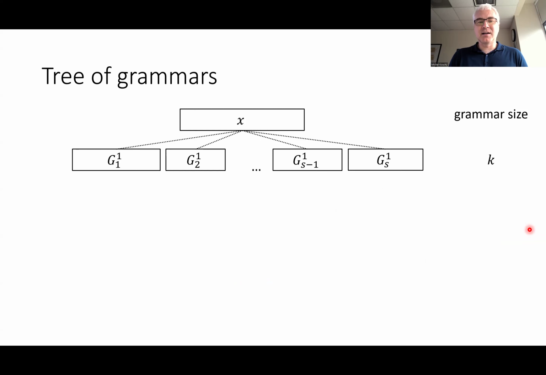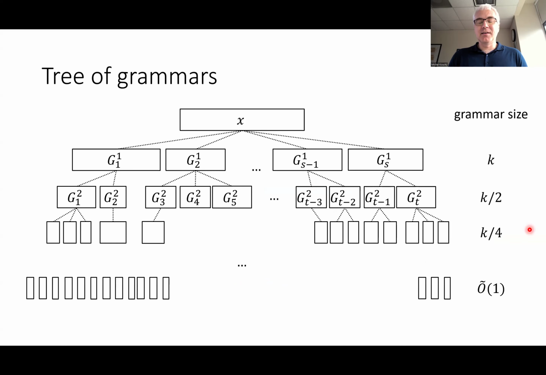So we are going to apply this decomposition procedure recursively. First we start and we split X into blocks. Each block has a grammar of size roughly k. Then we take each block which we got and we subdivide it into further grammars, but grammars of size k half. And then we iterate this further recursively. So after roughly log n rounds, you will end up at blocks which have descriptions of size roughly constant.